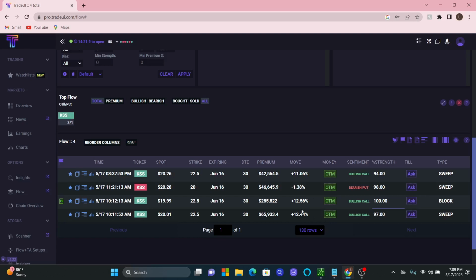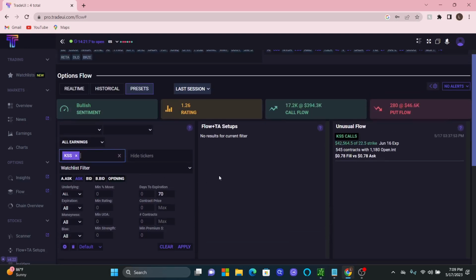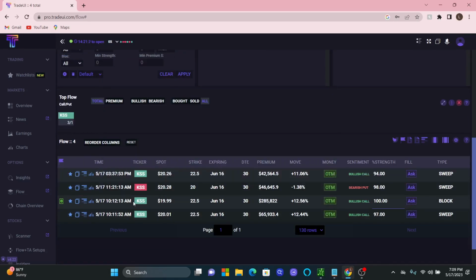So this is something that you really want to pay attention to when you're looking at option flow. You want to see unusual flow corresponding with the option flow that populates down here.